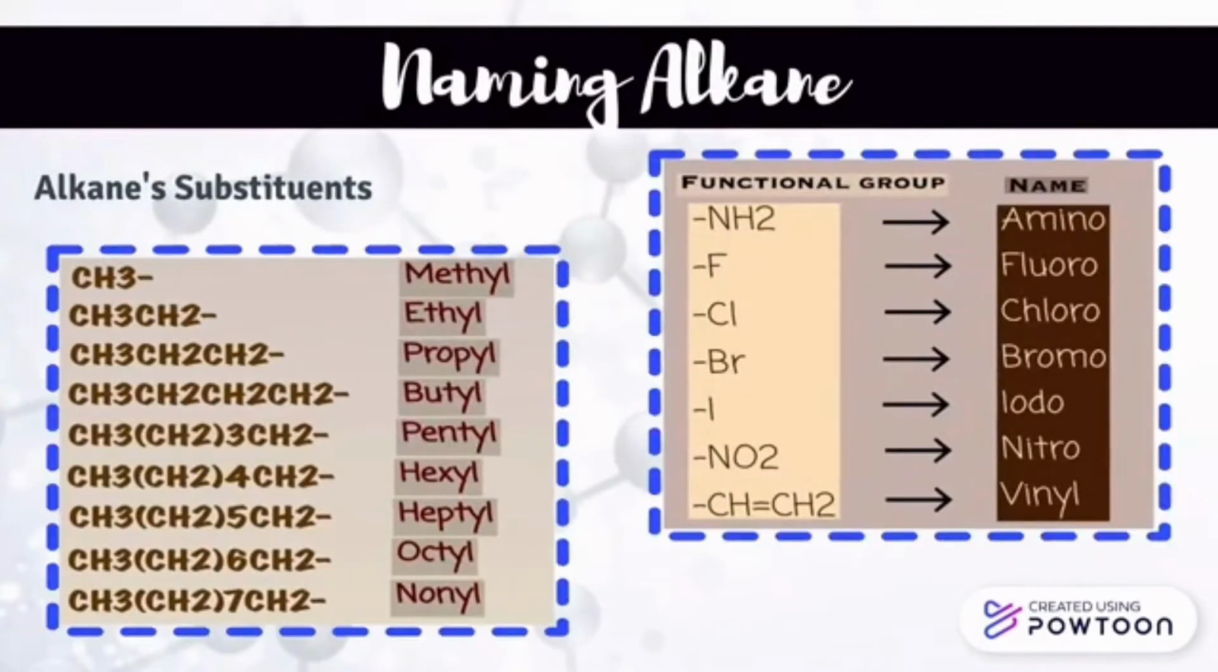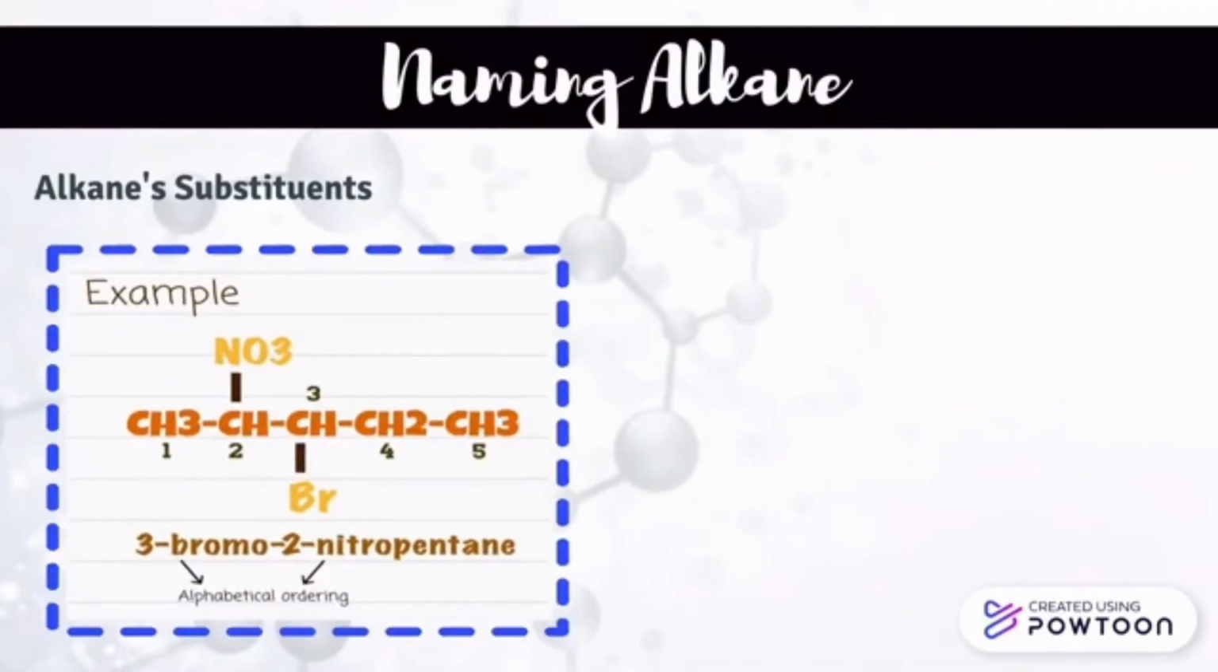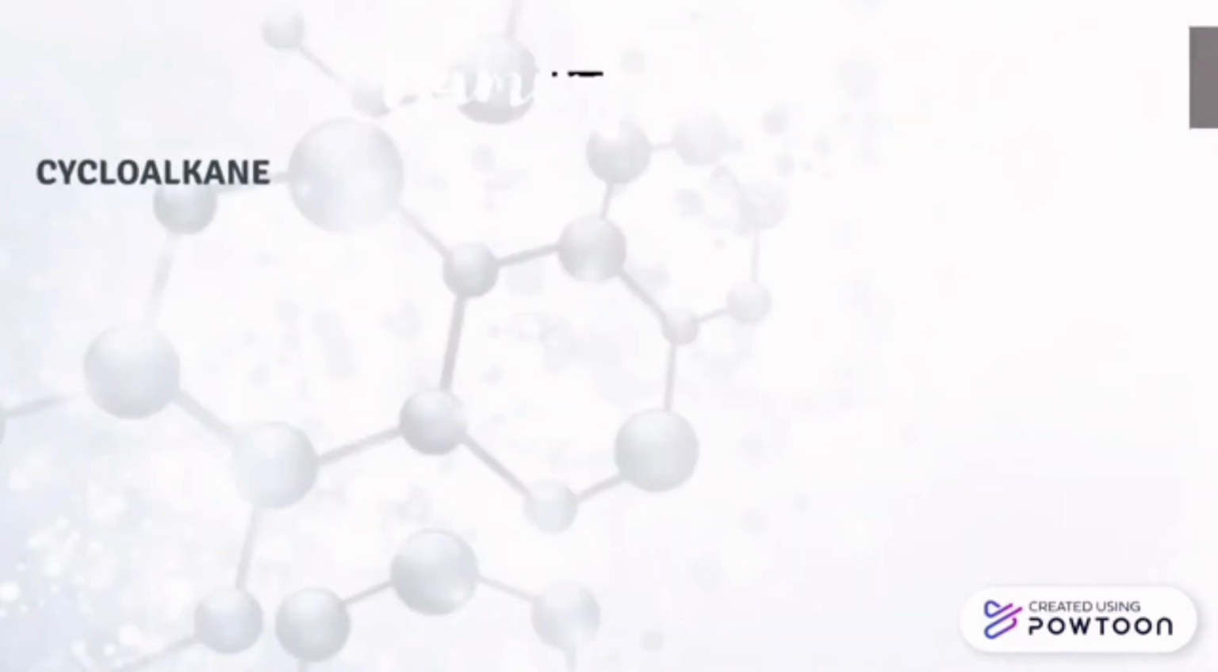Alkanes have many substituents like in the pictures. All these names are used only when they occur as a branch of a parent chain. For example, this structure is named as 3-bromo-2-nitropentane.